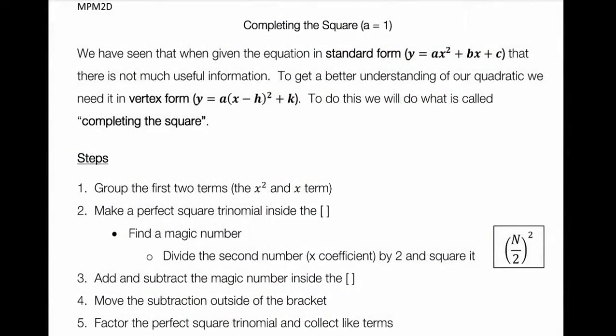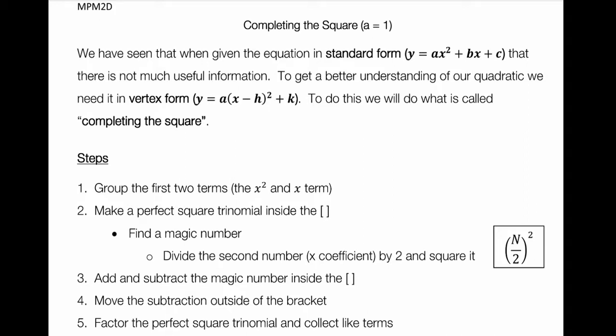In today's note, we are going to look at a method called completing the square when a equals 1. Completing the square comes into play because we've seen two forms of a quadratic equation. We've seen the standard form, y equals ax squared plus bx plus c, and hopefully we recognize that there's not much useful information from this form.